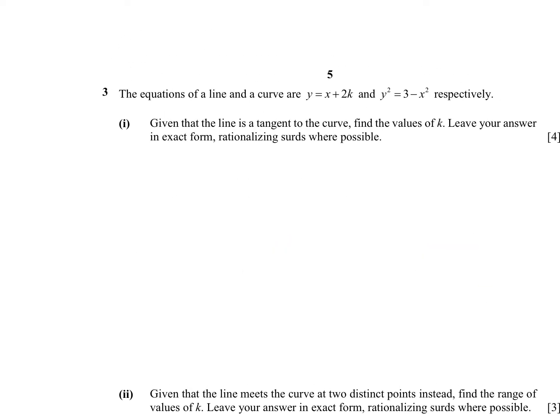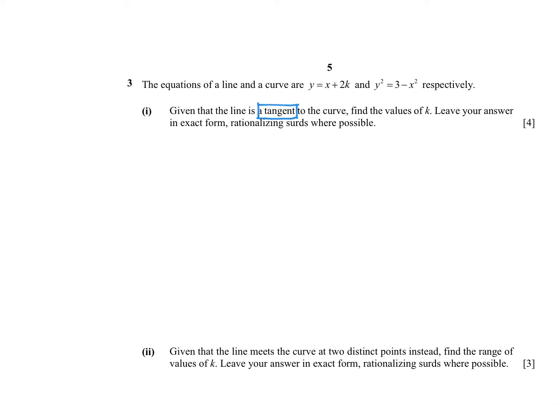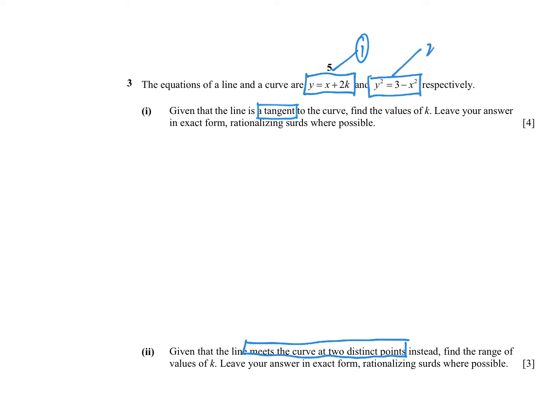Let's look at question 3. I repeat, question 3 is not exactly tested for your WA2 because I will not use tangent. I will not use intersection at 2 distinct points. So I will not discuss discriminant here. Okay, but how to do? You need to sub equation 1 into equation 2. Remember your linear, non-linear. You need to form one equation first. So sub 1 into 2.